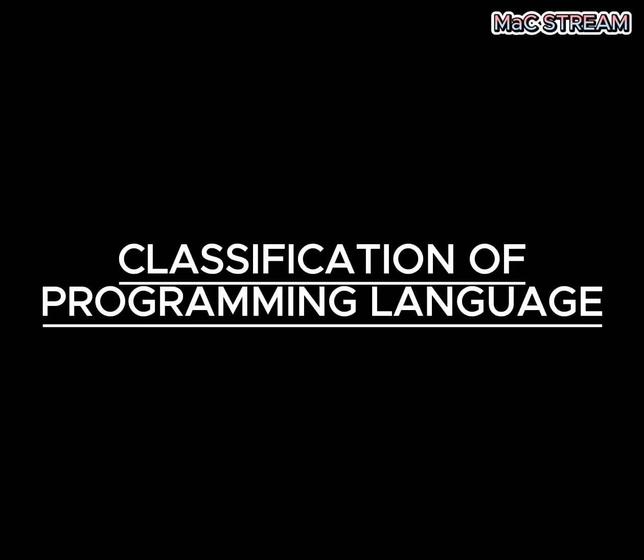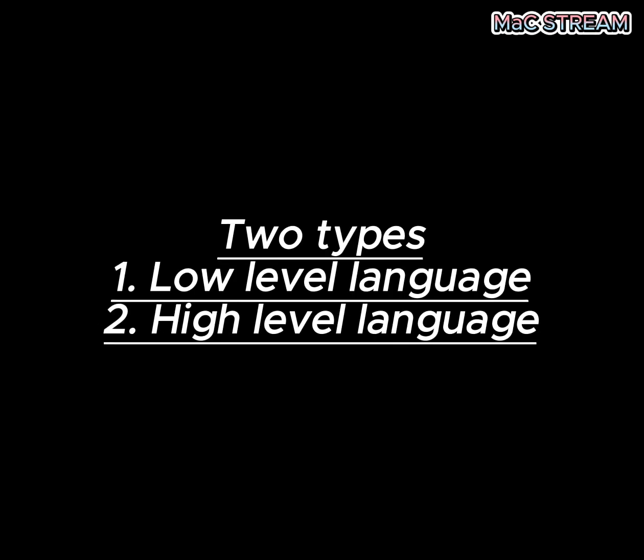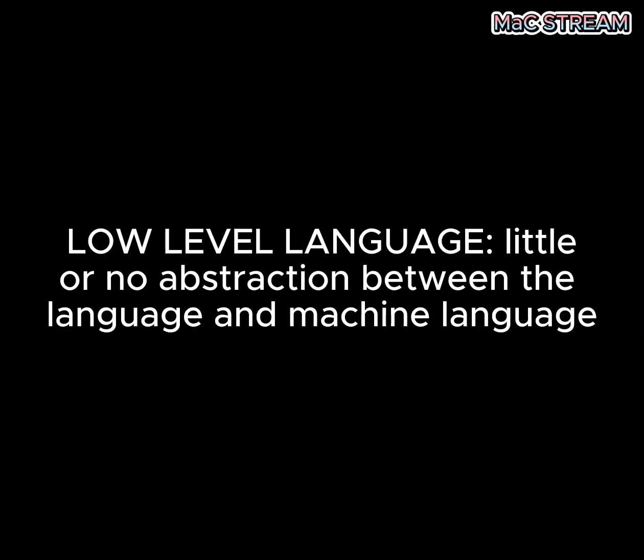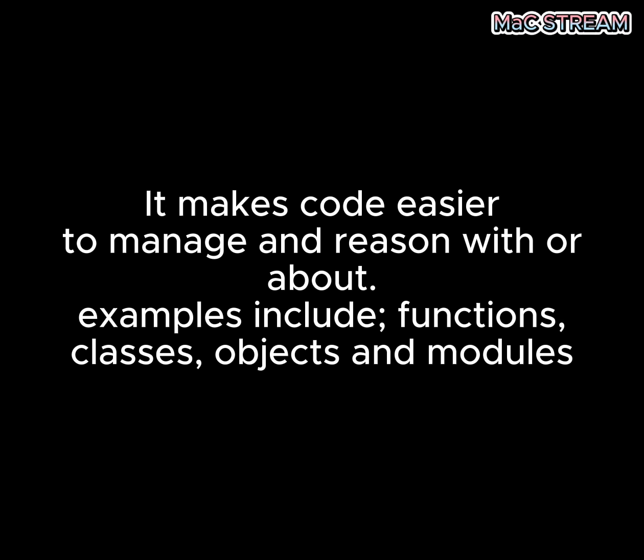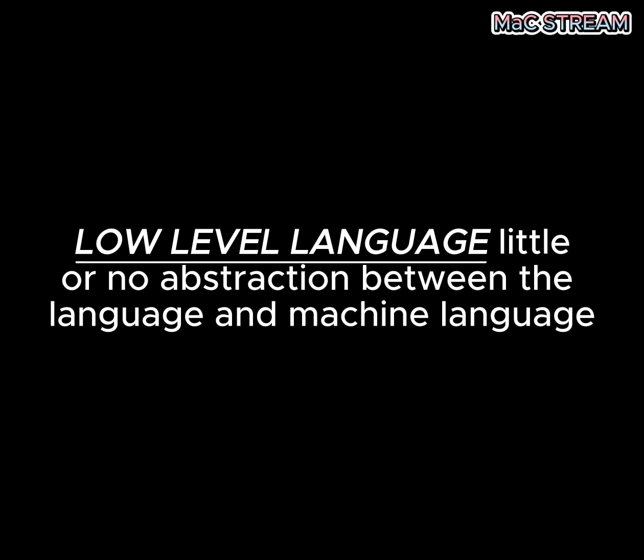We have a classification of programming languages. We have two classifications: the low-level and the high-level languages. Let's take the low-level languages for instance. There's little or no abstraction. Abstraction in programming hides complex details and provides a specified or simplified interface to work with. It makes code easier to manage and reason about. Examples include functions, classes, objects, and modules, which we're going to talk about in other videos. So let's go back to low-level languages. There is little or no abstraction between the language and machine language.